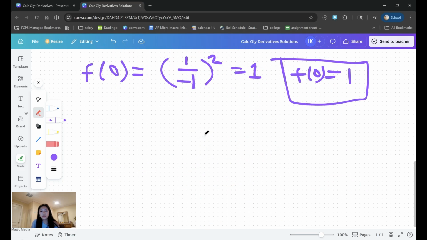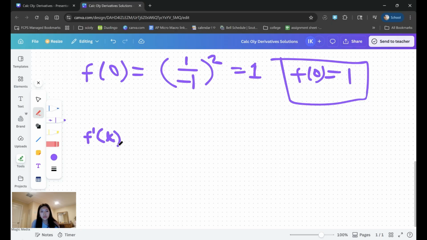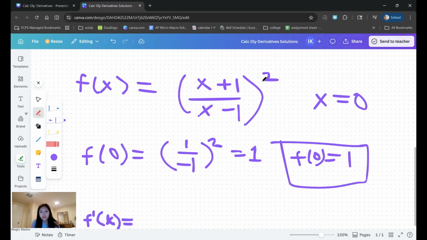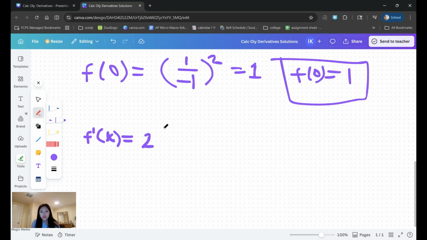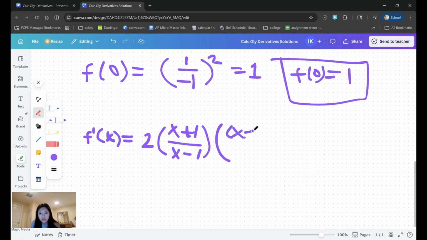So now I'm going to find the derivative of f of x. So I'm going to find f prime of x, and you're going to use the chain rule. But the first thing I'm going to do is use the quotient rule. So it would be the derivative of the outside, then I'm going to multiply that by low d high minus high d low all over low.